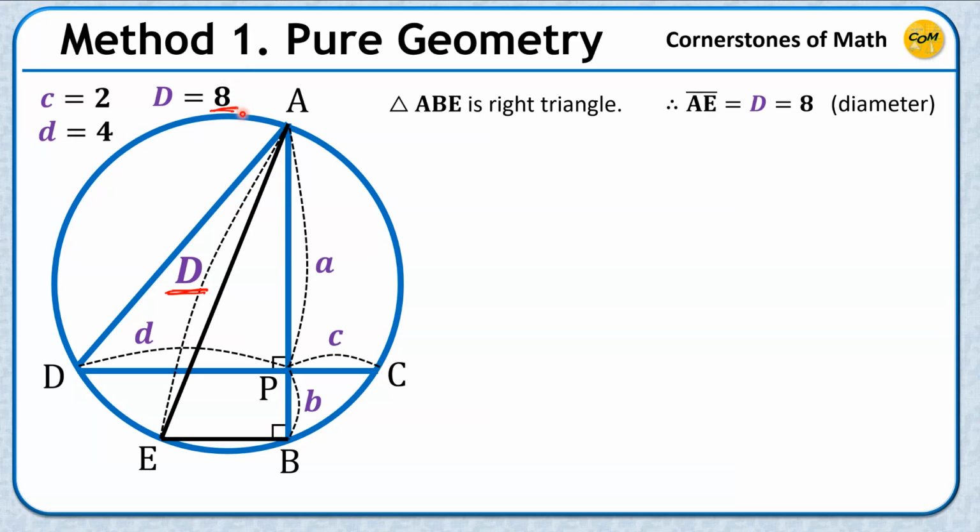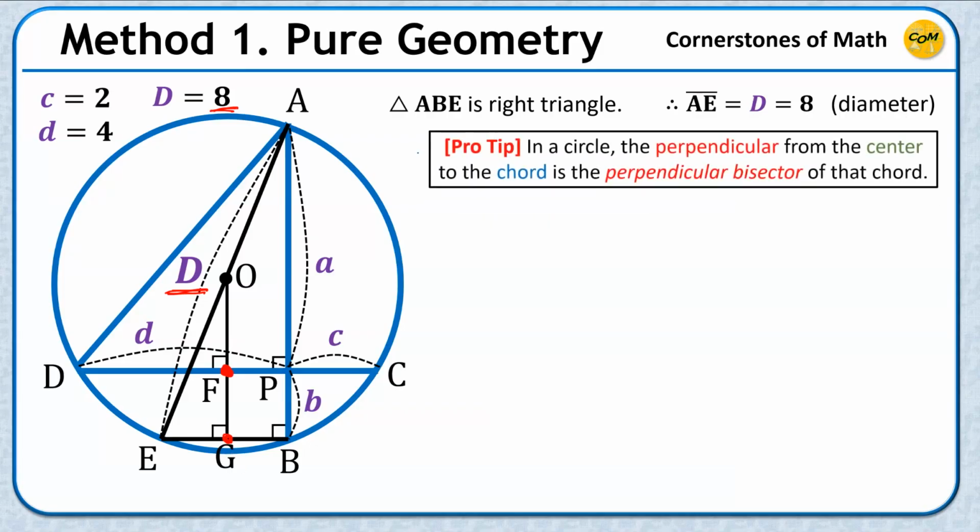To use this diameter, let us try to find the length of the chord BE. The diameter AE passes through the center of the circle, point O. Let us draw a foot of perpendicular from center O onto both chords CD and BE, which can be done by a single line since the two chords are parallel. The feet on chords CD and BE are named F and G respectively. You might have proved in basic geometry class that the perpendicular drawn from the center of the circle to the chord is the perpendicular bisector of that chord.